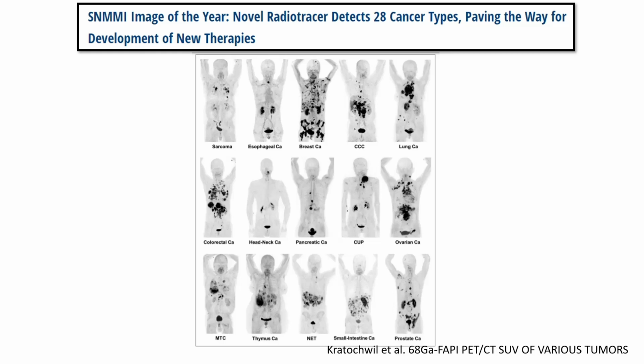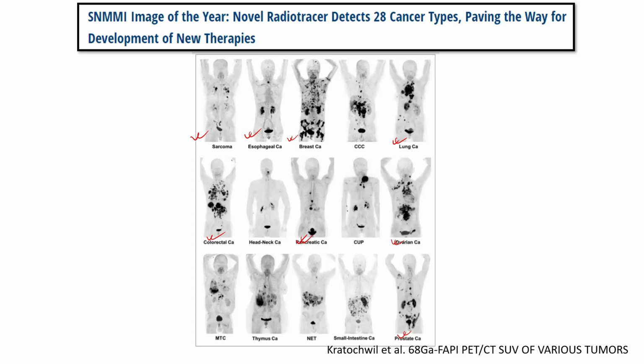So that's the novel radiotracer which detects 28 cancer types and paves the way for development of new therapy. With this FAPI, we can image a variety of cancers: sarcoma, esophageal cancer, breast cancer, lung cancer, colorectal cancer, pancreatic cancer, ovarian cancer, prostate cancer. So it helps you image a wide variety of cancers as a whole.